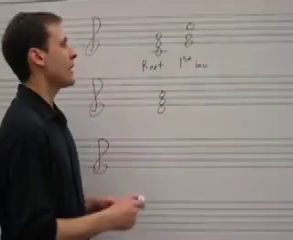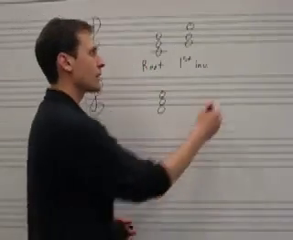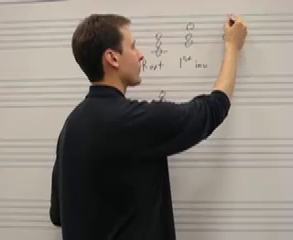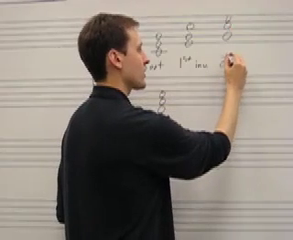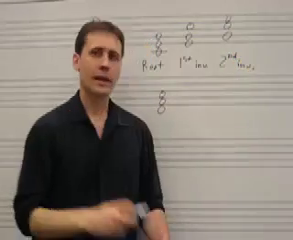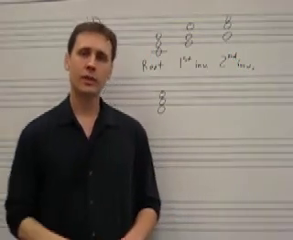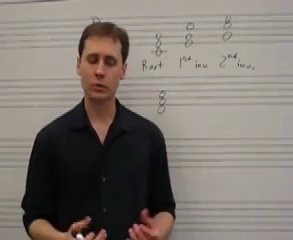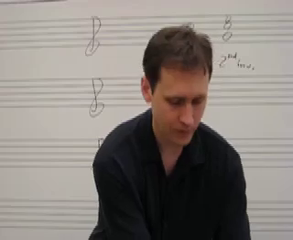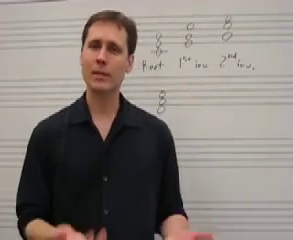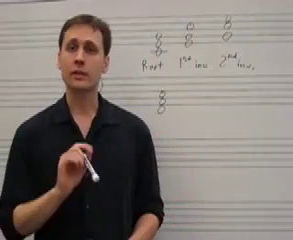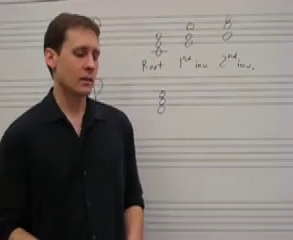Okay. Now, if we rearrange them once again so that the fifth is on the bottom, then we call this second inversion. And yet again, it's important to realize that this doesn't change the quality of the chord, because if we play this in second inversion, it still has that happy major quality. So even though the notes are rearranged, it's still a C major triad.